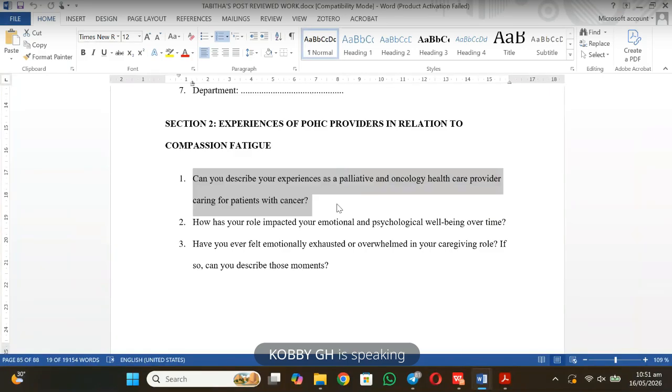How about selection bias? Yes, it also minimizes it. Good. It also minimizes selection bias. Any other? And ensures completeness of data. Good. You have the opportunity to get complete data. Okay. How about disadvantages?